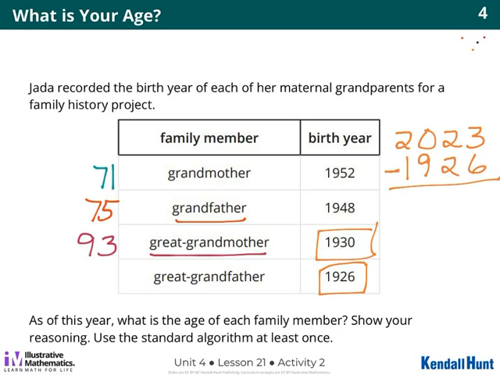We can't do 3 minus 6. We have to borrow. What's 13 minus 6? Everybody. 7. Can we do 1 minus 2? No, we got to cruise over here and borrow, decompose. 11 minus 2? 9. So great-grandfather is 97. Okay.